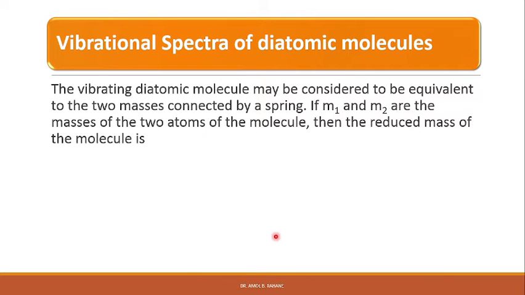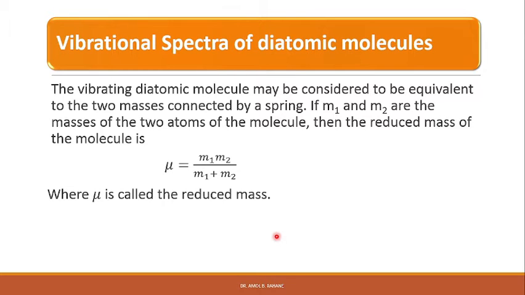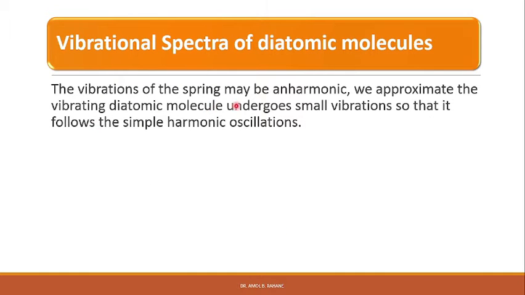The vibrating diatomic molecule may be considered to be equivalent to two masses connected by a spring. If M1 and M2 are the masses of the two atoms of the molecule, then the reduced mass of the molecule is mu equal to M1 M2 upon M1 plus M2, where mu is called the reduced mass. The vibrations of the spring may be unharmonic. We approximate that the vibrating diatomic molecule undergoes small vibrations so that it follows simple harmonic oscillations.